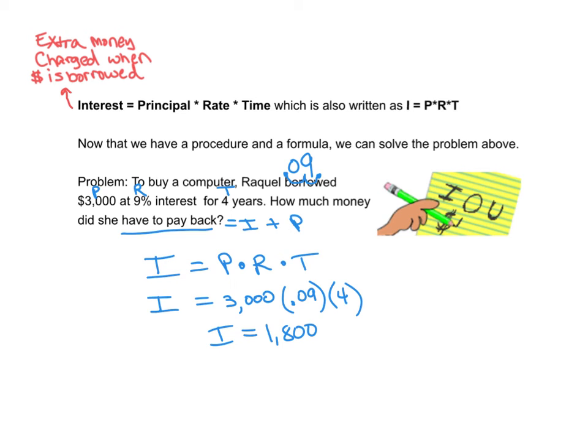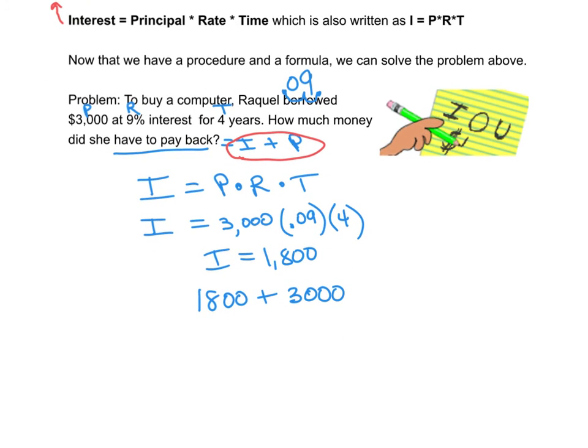So I'm going to now take that interest. I'm going to do this part right here where I'm going to add my interest back to my principal. So I take my 1,800 and I add it to my original amount, my $3,000. So when I do that, I'm going to add those 2 numbers together. I'll get $4,800. So a computer that costs $3,000 will end up costing $4,800 if I have to buy it maybe on like a credit card or borrow money from a bank to do it.